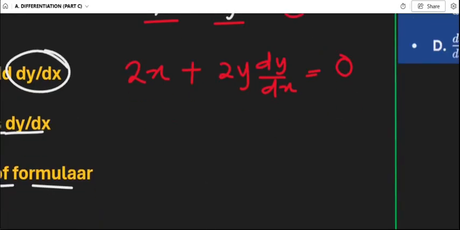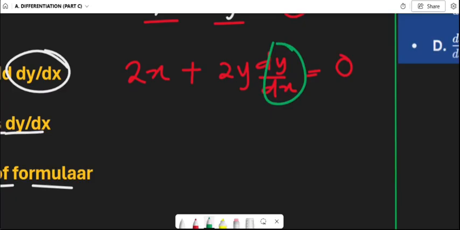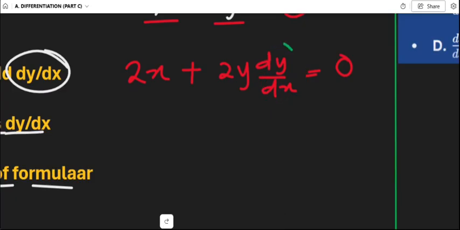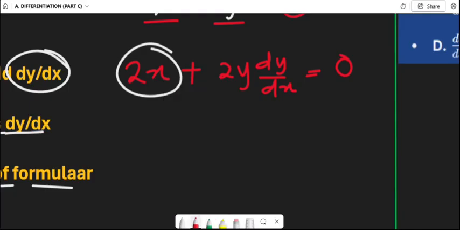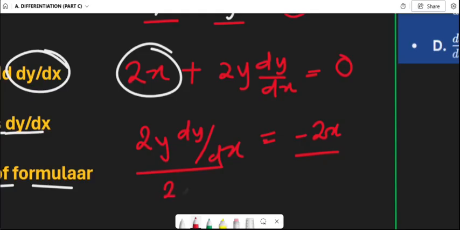So the next thing to do is to find a way to make my dy dx the subject of the formula. So the first thing I need to do is to bring my 2x to the other side of the equation. So that means I'm going to have 2y dy dx equals minus 2x. So the next thing to do, divide both sides by 2y. Now dividing both sides by 2y, I'm going to cancel this out.